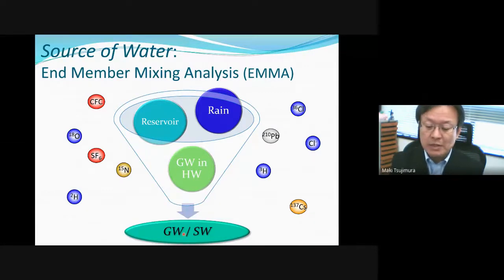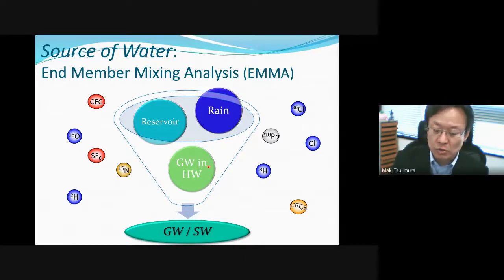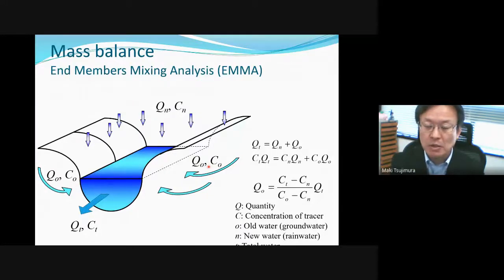The stream water is the final output. That final output consists of different water sources, like rain, reservoir, groundwater, or soil water. Using those solutes, isotopes, or materials, we could specify the contribution ratio of each candidate water source, like how much rainwater contributes to the final stream waters, how much reservoir water contributes, and how much the groundwater contributes to the stream waters. So this is a very basic concept of N-member mixing analysis.